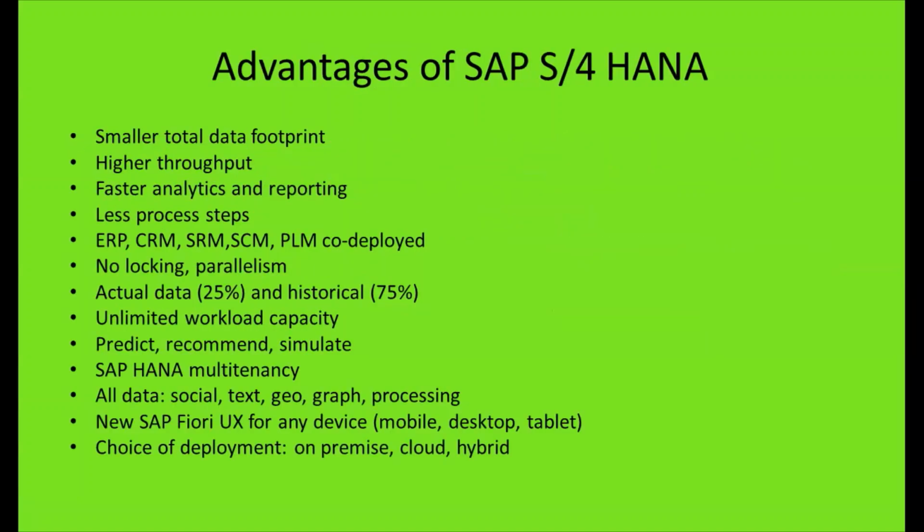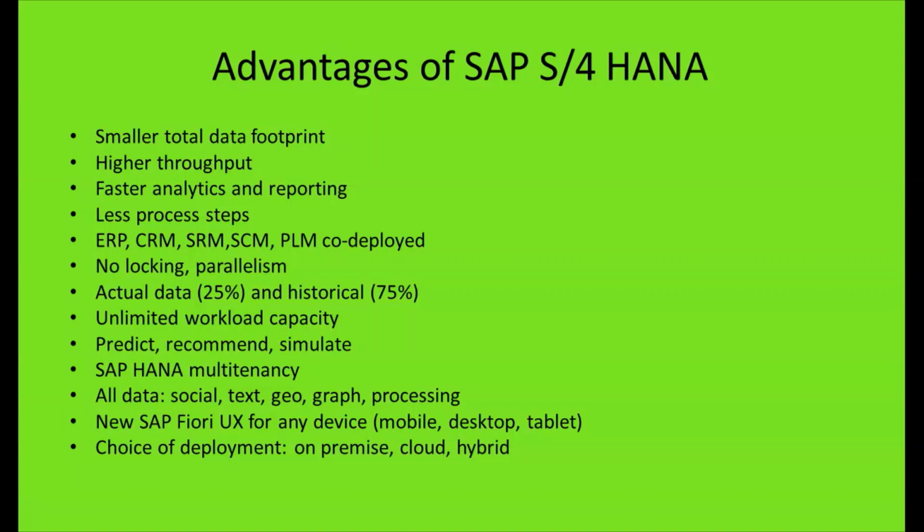Now, what are the advantages of SAP S4 HANA? Smaller total data footprint, higher throughput, faster analytics and reporting, fewer process steps, and ERP, CRM, SRM, SCM, PLM all co-deployed. They are all deployed together on the SAP S4 HANA platform. No locking, we have parallelism, actual data 25% and historical data 75% is still there in the system. Unlimited workload capacity, predict, recommend and simulate the data.